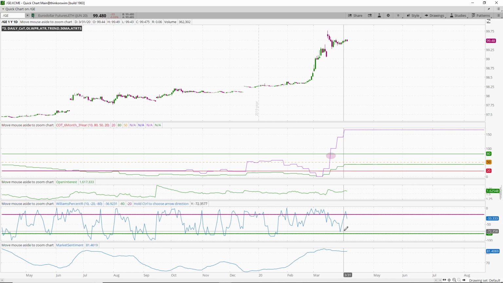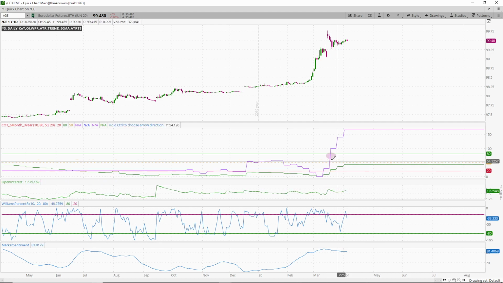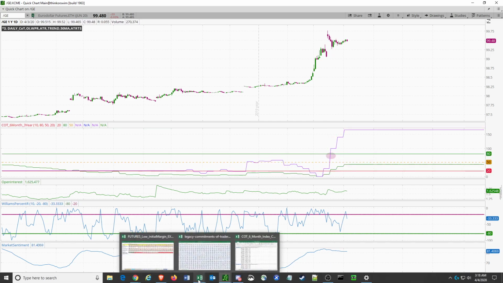Not quite in that oversold territory. Doesn't look like open interest helps us out too much on the euro dollar. But commercial interest, as a leading indicator, looked pretty good when they started crossing up above the 80% territory. So that looked promising. Looks like that happened quite quickly.